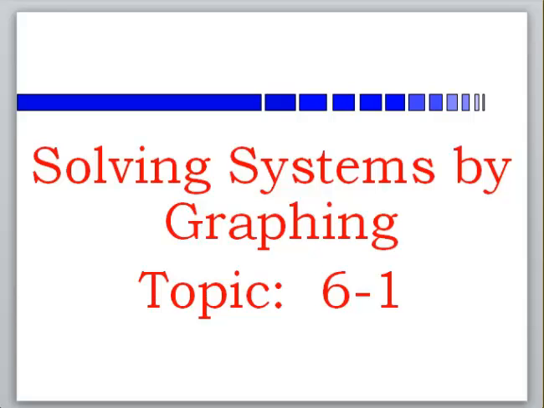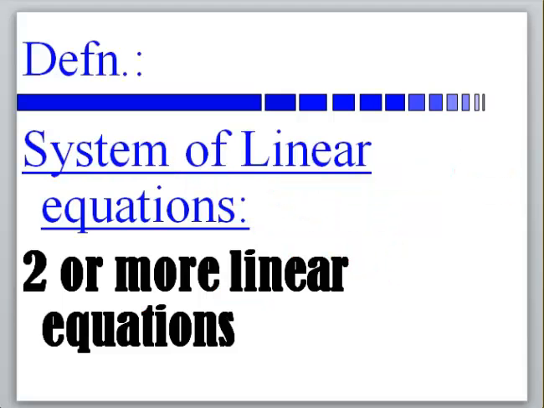Today we're beginning to solve systems, and today we're going to be doing that by graphing. There are two other methods that we'll be using to solve systems of equations, but right now today we're only going to be using graphing. So what is a system of linear equations?